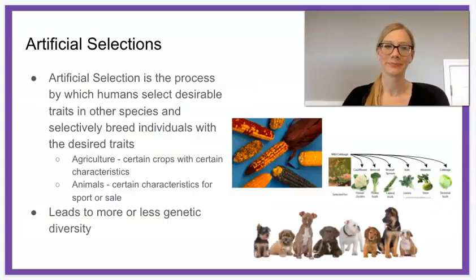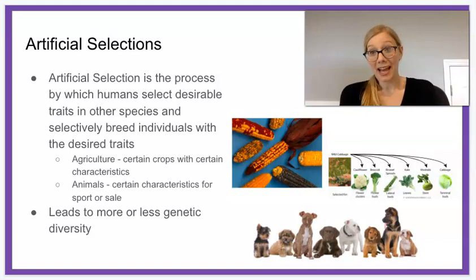Here we go. So first, what's artificial selection? It's the process by which humans select desirable traits in other species and selectively breed individuals with these desired traits, in essence, to make more of them, right? Where does this happen? Well, it happens a lot in agriculture, so we can get certain varieties of corn. We've gotten lots of varieties of cabbage and lettuce and stuff from a certain wild cabbage. Also in animals, one example, right?